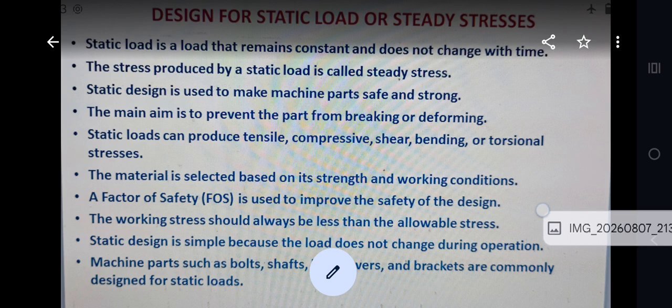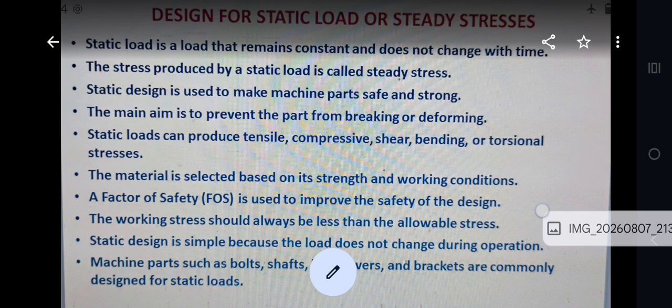The basic relationship is that factor of safety is nothing but strength divided by working stress. For example, suppose material strength is 300 megapascal and working stress is 100 megapascal. Then factor of safety is equal to 300 divided by 100. So it will give 3. So the factor of safety is 3.